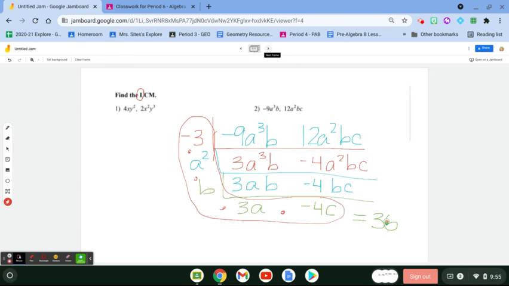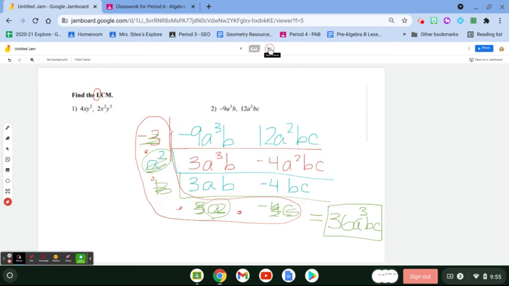Okay, so I've used these. Now I'm looking for my A's. If you have 2 and 1, that'll give you a total of 3. 1B and 1C. So the least common multiple is 36, a to the third, BC.